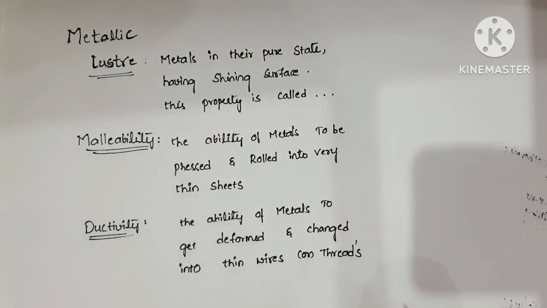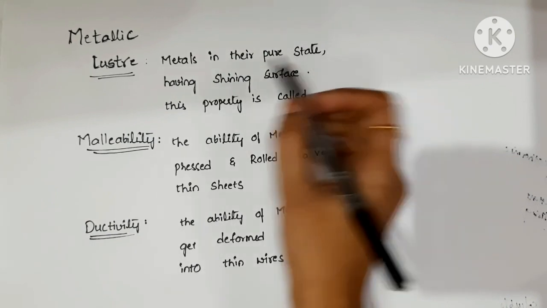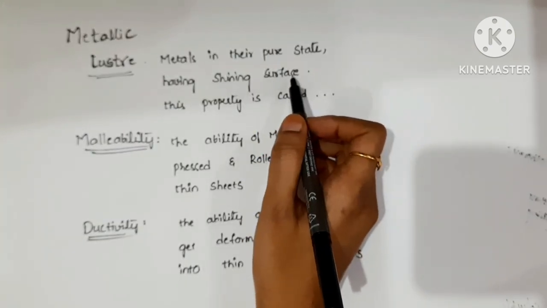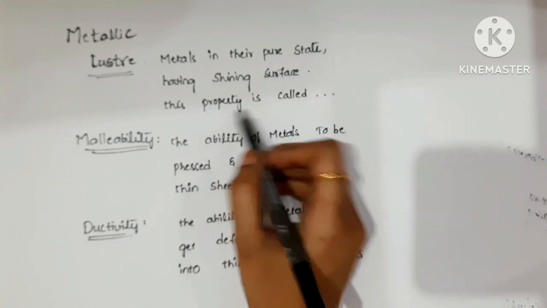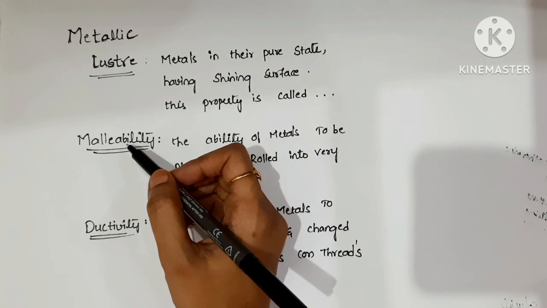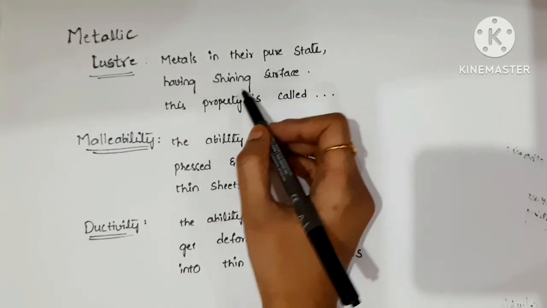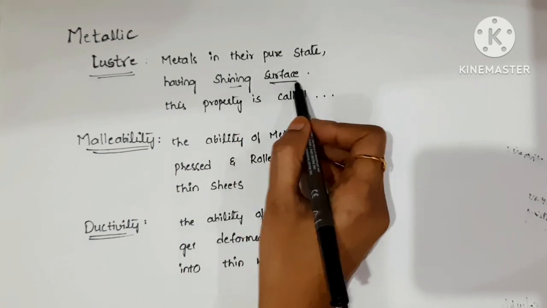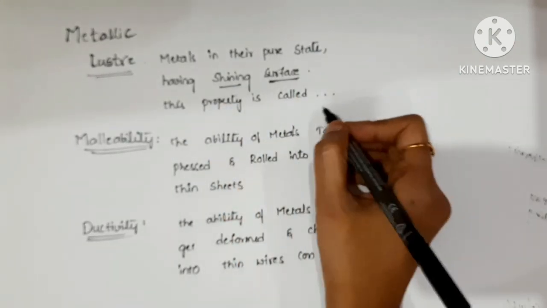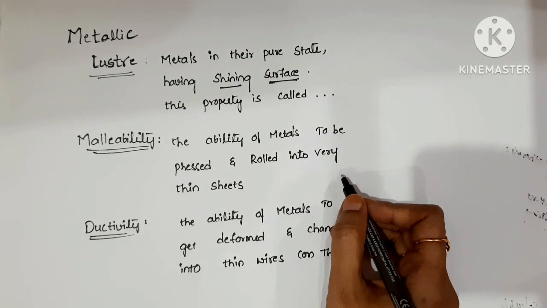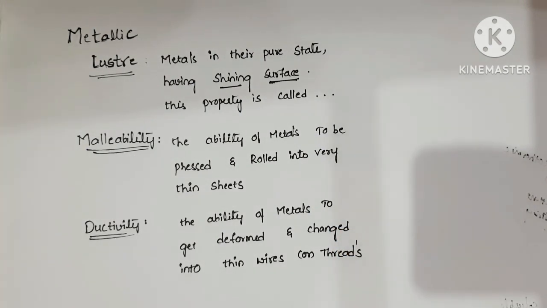Metallic luster means metals in their pure state having a shining surface. This property is called metallic luster. Simply put, metals have the special property of a shining surface. Many metals have the luster property, but that means all metals are not lustrous.